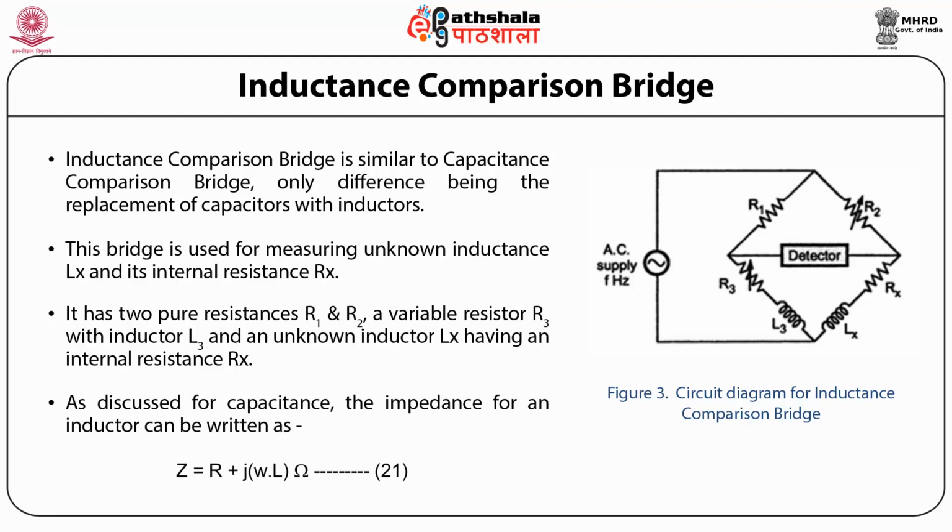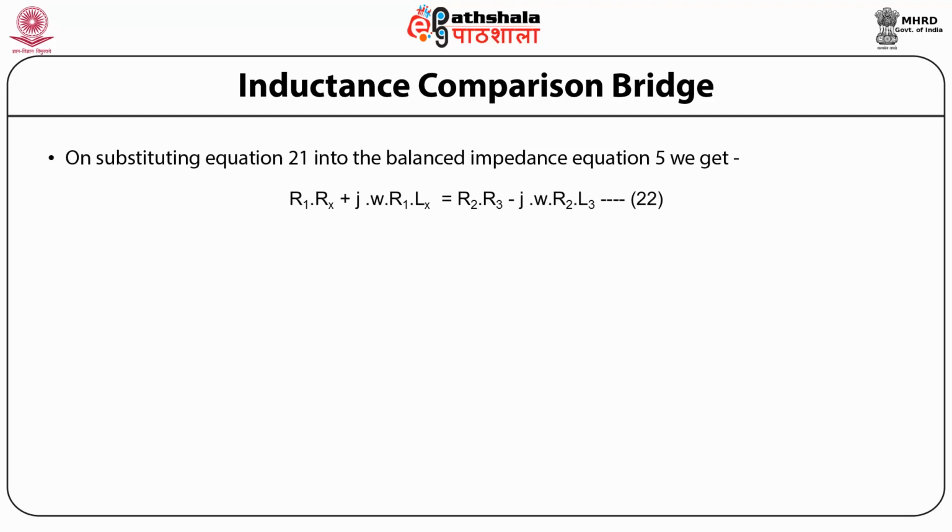As discussed for capacitance, the impedance of an inductor can be written as Z = R + jωL ohms. This is equation 21. On substituting equation 21 into the balance impedance equation 5, we get R1·Rx + jωR1·Lx = R2·R3 − jωR2·L3. This is equation 22.